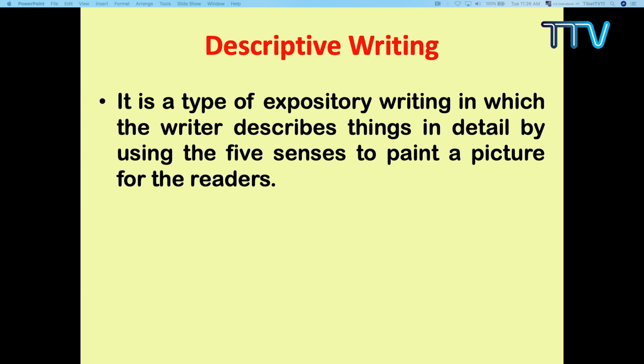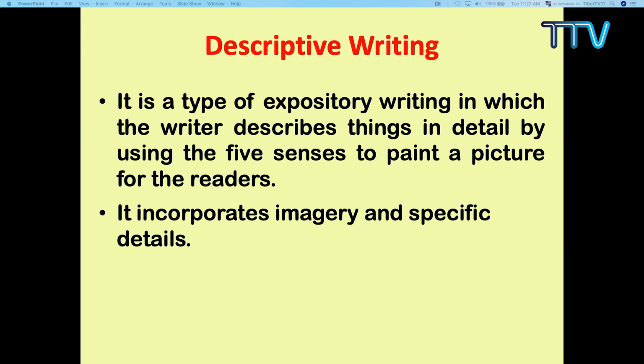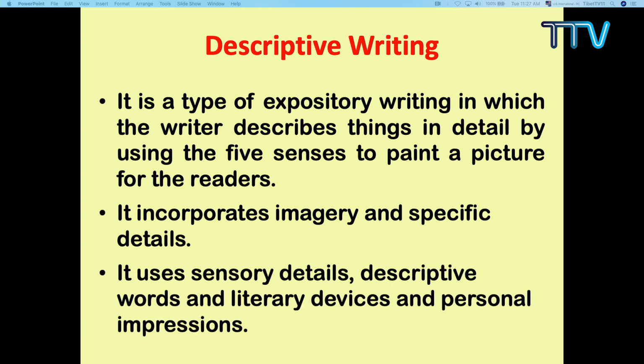So you have to be very vivid in describing, whether you are describing a place, a thing, or a person. You have to present a detailed picture using the five senses. So it incorporates imagery and specific details. Imagery is very helpful when you are doing descriptive writing so that it appeals to the senses of the readers. So it uses sensory details, descriptive words, literary devices and personal impressions.